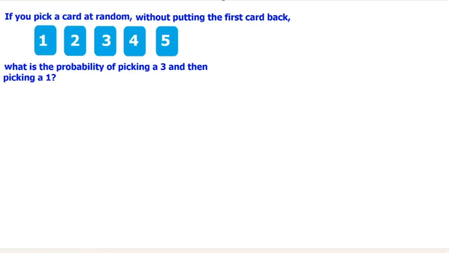In today's lesson, I'm going to teach you about probability and dependent events. So if we have a problem like this one that says if you pick a card at random without putting the first card back, so you keep it, okay, what is the probability of picking a 3 and then picking a 1? And here's our cards, 1, 2, 3, 4, 5.